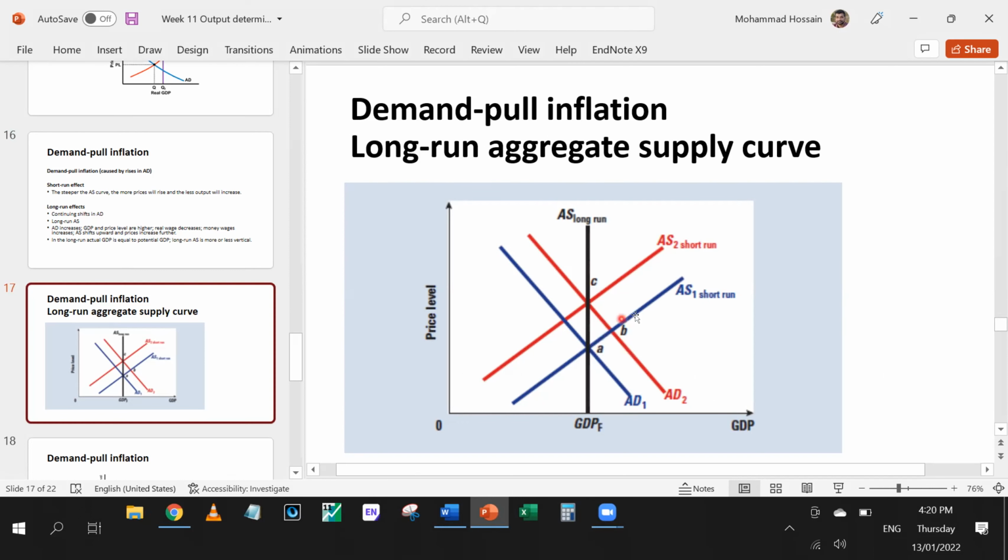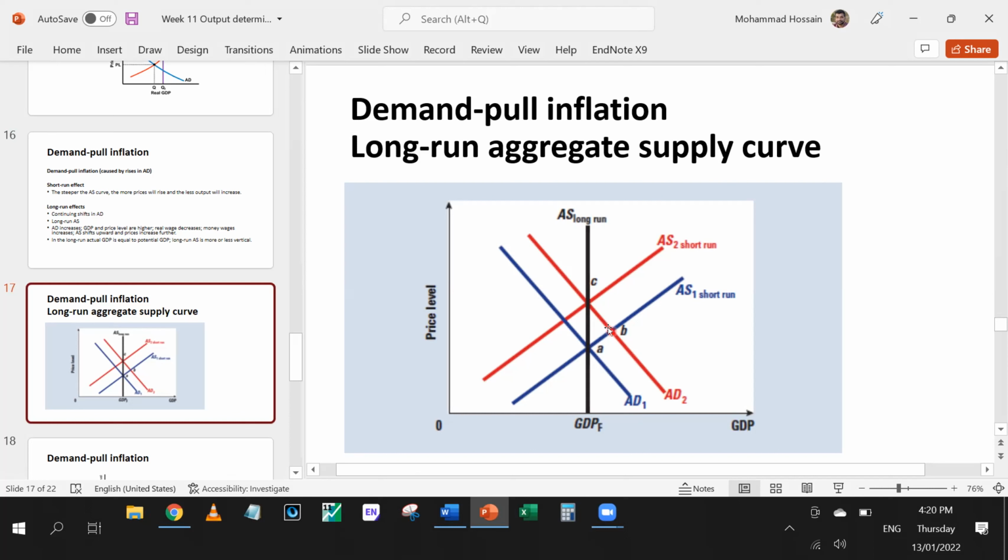So how does it work? Look, the country was in equilibrium at point A, for example. Point A was their equilibrium position. Then what happened? The aggregate demand has increased. People started to demand more. So the aggregate demand curve has increased from A to B. Now the problem is that the equilibrium has shifted to point B.